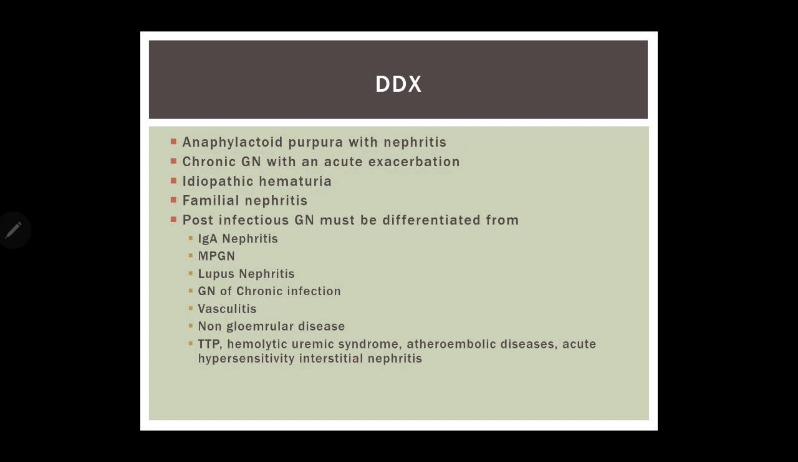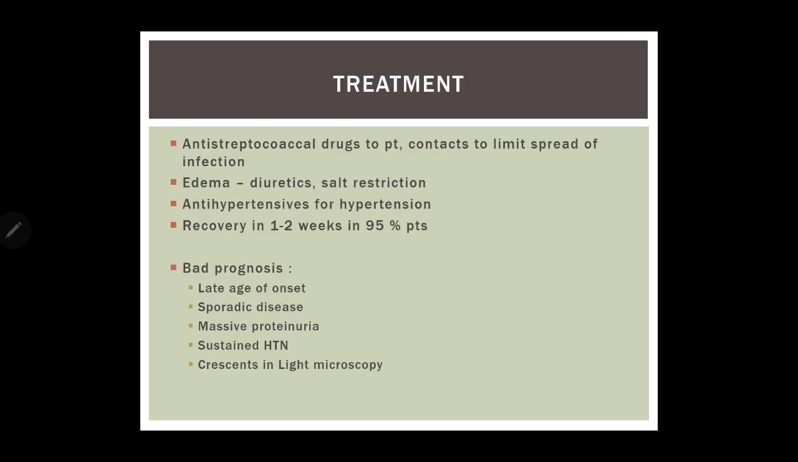Differential diagnosis could be a previous history of anaphylactoid purpura nephritis. You don't worry about that. That sounds complicated. Try to remember that it could be a chronic glomerulonephritis in whom there has been an acute exacerbation. Remember that. Okay. It can be an idiopathic hematuria. It can be a familial nephritis. Okay. Post-infectious glomerulonephritis must be differentiated from IgA nephritis, MPGN, lupus nephritis, glomerulonephritis of chronic infection, vasculitis, and non-glomerular disease. TTP, hemolytic uremic syndrome, atheroembolic diseases, acute hypersensitivity interstitial nephritis also may be there.